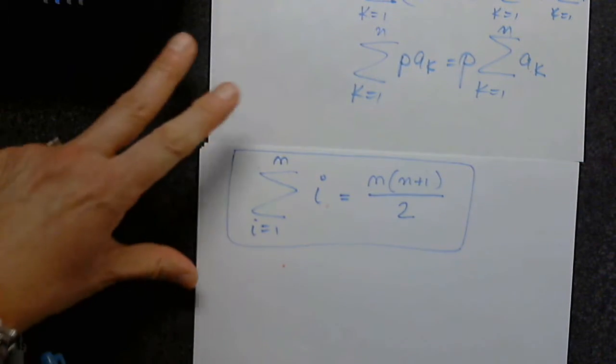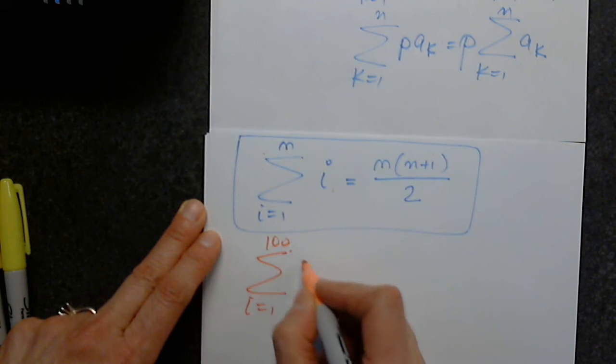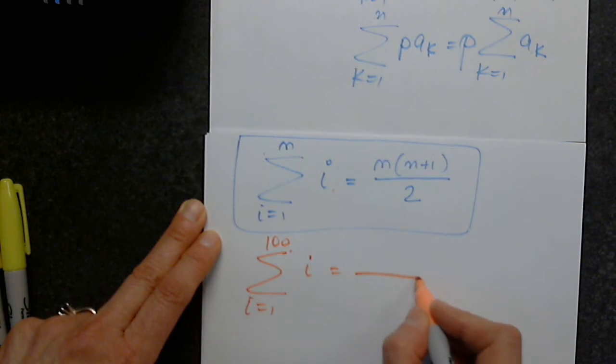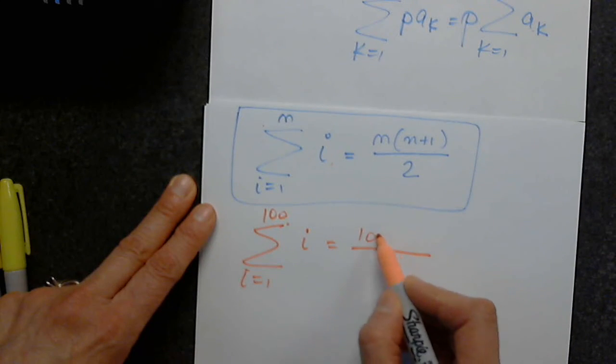So now, because I was asked to find the sum from I equals 1 to 100 of I, what will you tell me to write? 100 times 100 plus 1.